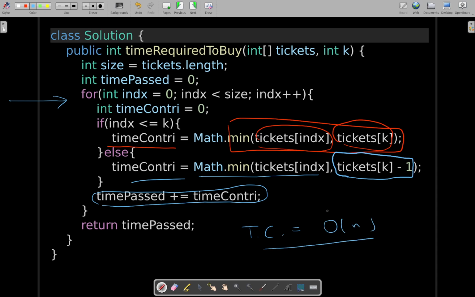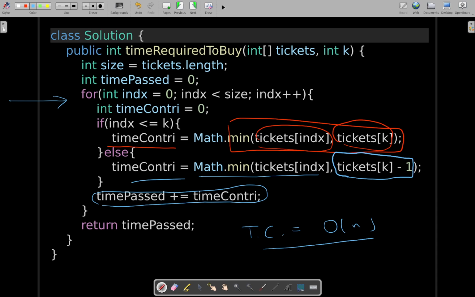And space complexity wise, as you must have realized, we are not using any extra space, so it's constant. So this is how we can approach it in a different way and reduce the time complexity. Anyways, both are pretty fine. Both will be getting accepted, but this is a more optimized way of doing it.